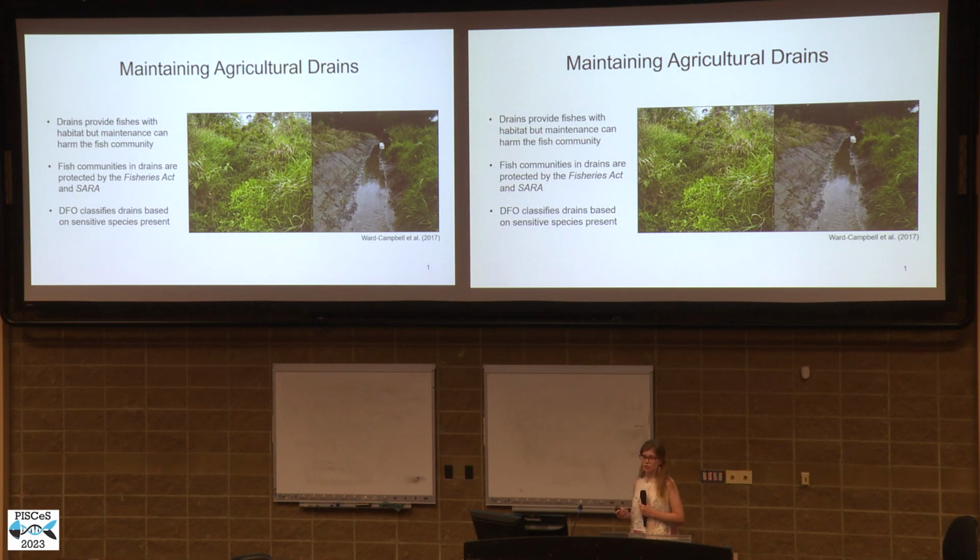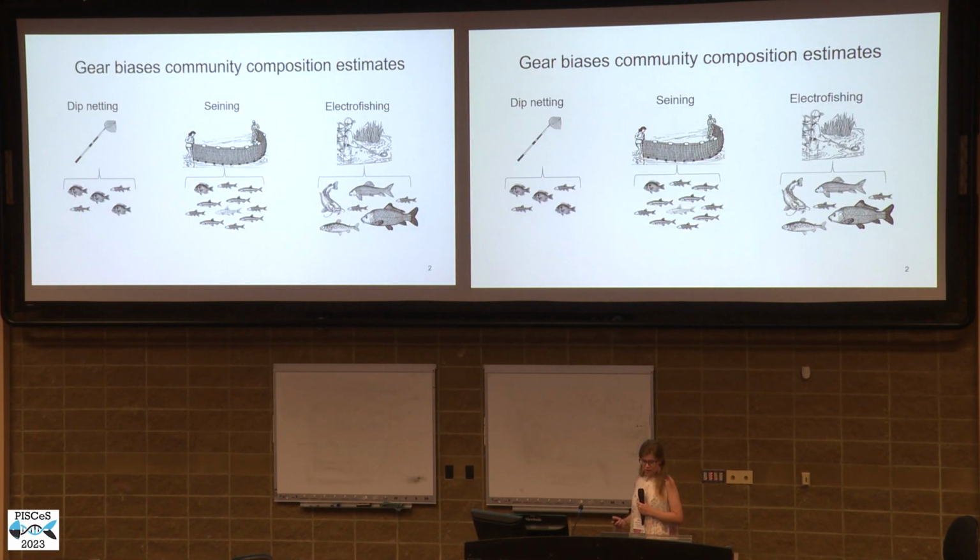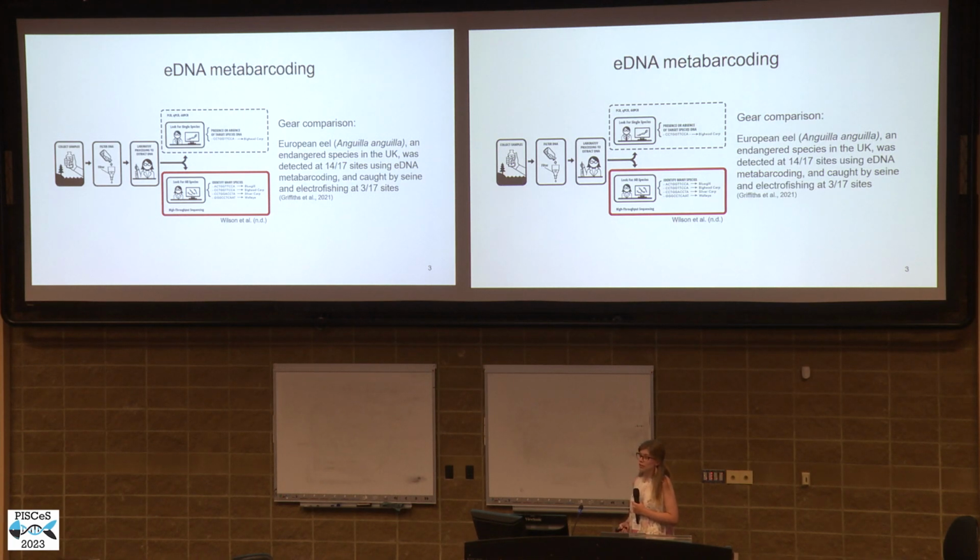The methods that they use to classify these drains are seining, electrofishing, and dip netting, all of which have inherent physical biases, whether related to the size and shape of the fish or to the mechanics of the gear type itself. They may each represent a different community caught in a drain. eDNA metabarcoding does not have these same physical biases as conventional gear types, and it can be shown to be more sensitive than electrofishing and seining. So I wanted to compare all of these gear types and their ability to detect sensitive species.